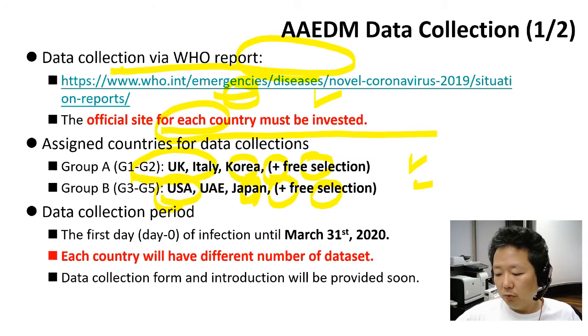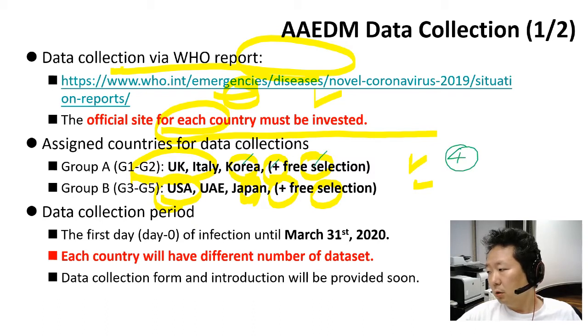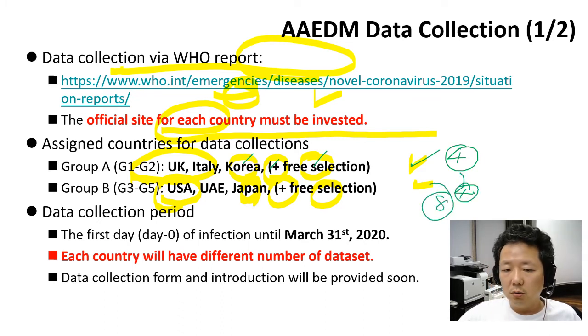So in total each group is going to have 4, right? So 1, 2, 3, and 1 free selection, same manner. 1, 2, 3, 4. So it will be 8 countries. Okay. You need to keep that in mind.